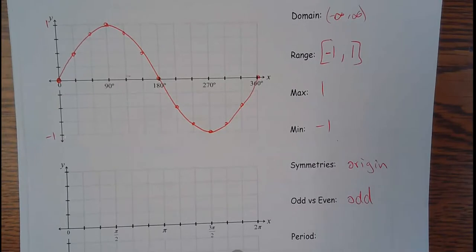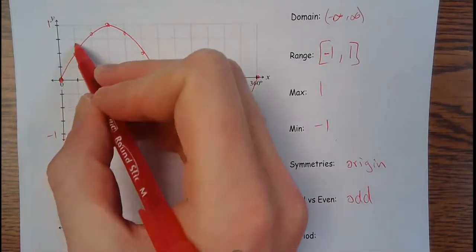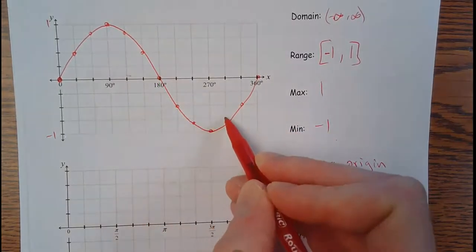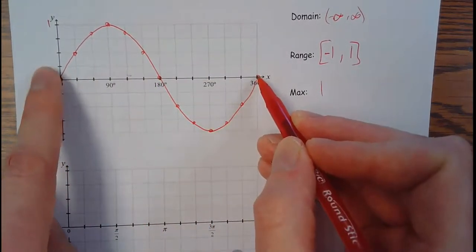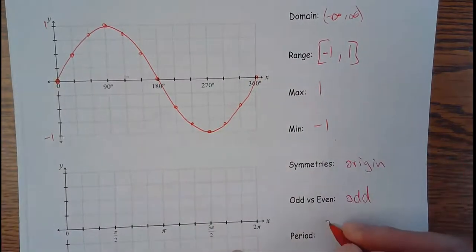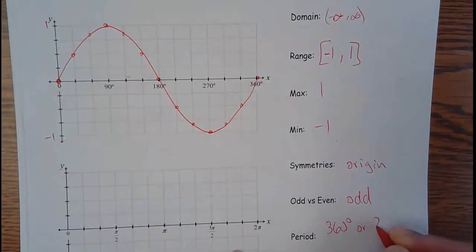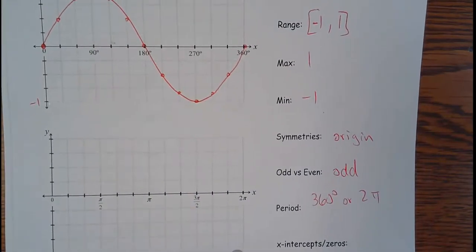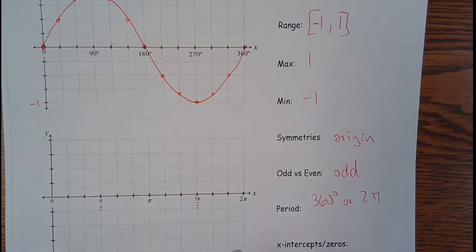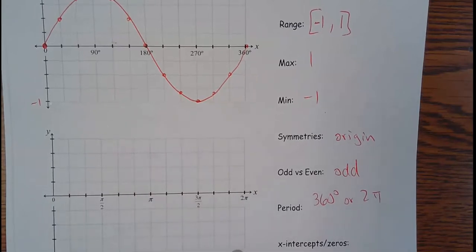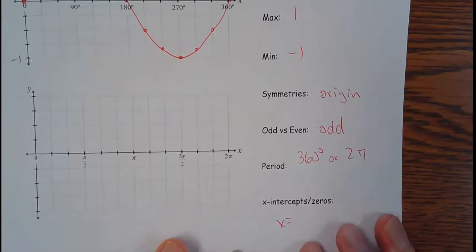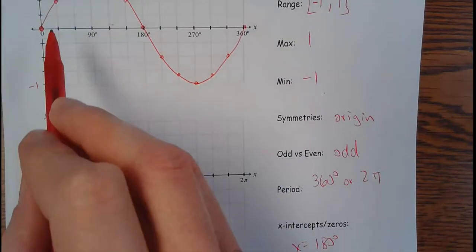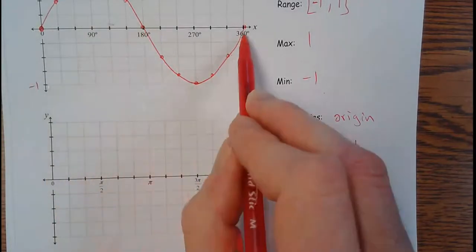A period on this one. Some people might think, well, you're back at 0 here at 180, so it must be 180. But after that, you get new values. So it's from here. This is a period, from 0 to 360, so 360 degrees or 2 pi. And then the x-intercepts on this, the first one's at 0, so it's every 180 degrees you get a 0. So 0, 180 later, 180 later.